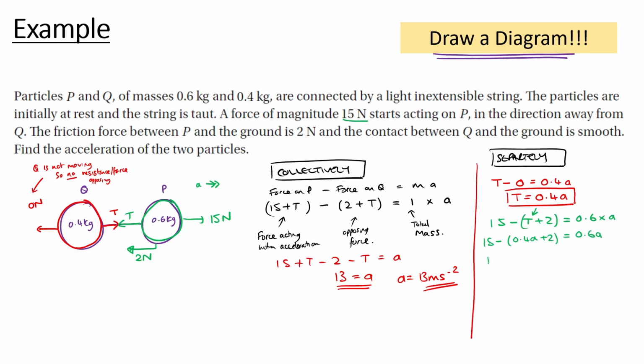Then from this, what I end up with is 15 minus 0.4a minus 2 equals 0.6a. And so I end up with 13 equals a. And as you can see, I get the exact same answer. So a equals 13 meters per second squared. So again, as you can see, you can either look at it collectively or look at it separately, and as long as you're doing it correctly, you'll get the same answer.